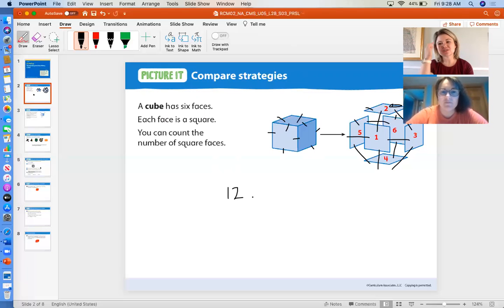We're going to ask you guys to try to memorize that for now because we don't have an actual cube for you to hold and count, okay? So how many edges does a cube have? 12. 12 edges, okay?